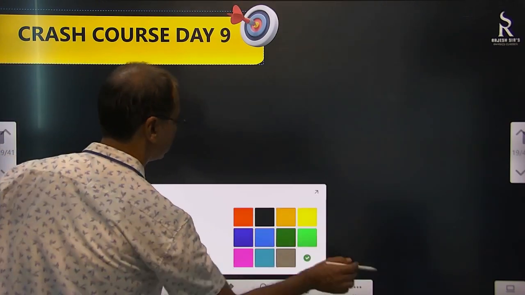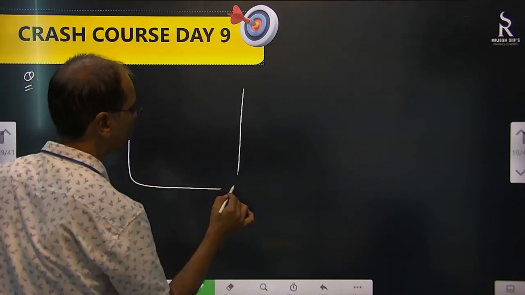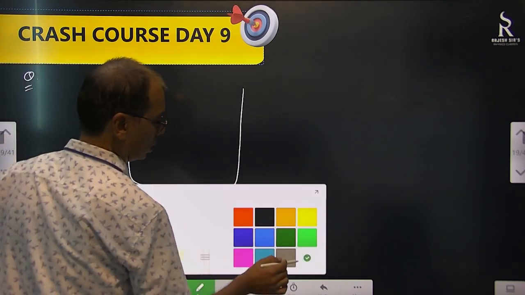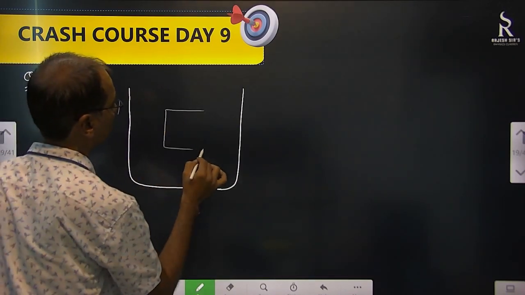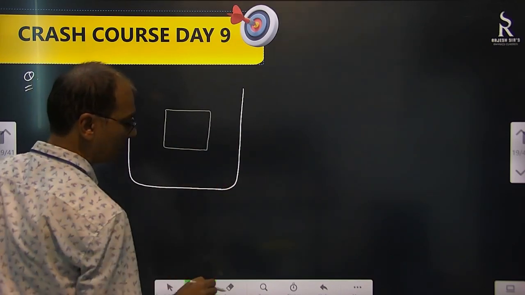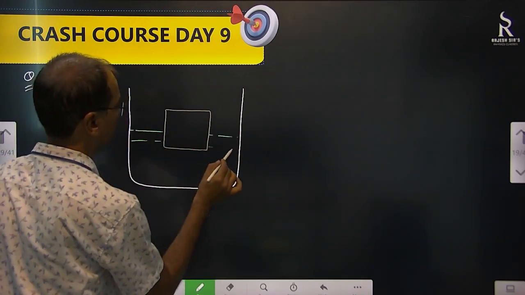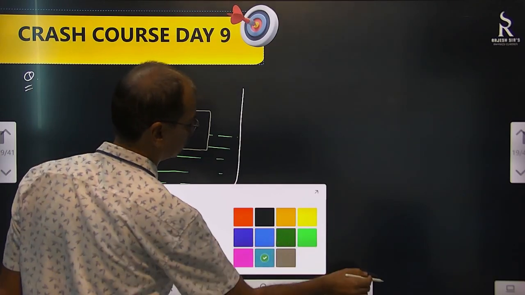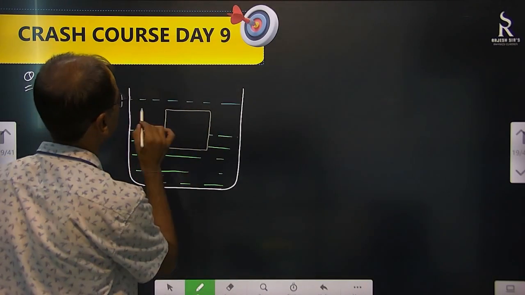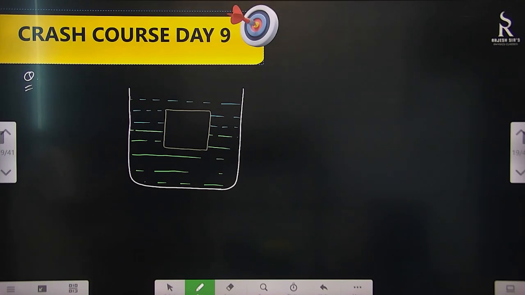On Archimedes principle, the question is like this now. Suppose this container, we have one object. The object is like this. Now this object is in two liquids actually. One liquid is here, like this, and the upper liquid is some other liquid. Okay, like this it is given to us.